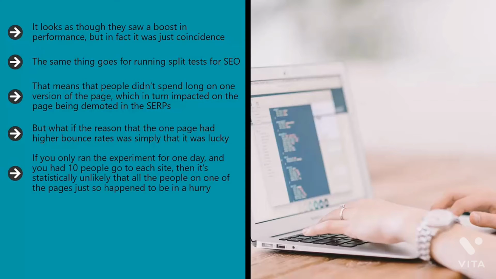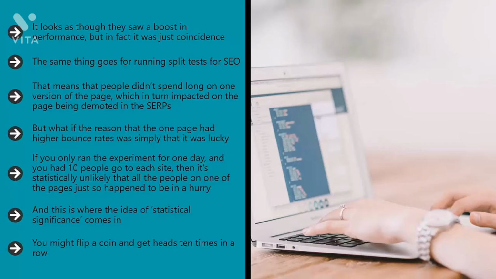If you only ran the experiment for one day, and you had 10 people go to each site, then it's statistically unlikely that all the people on one of the pages just so happened to be in a hurry, but it's not impossible. And this is where the idea of statistical significance comes in. In order to rule out freak coincidence and chance, you need a large enough sample size. You can never say with 100% certainty that the results of your test are accurate, but you can run the test long enough and get enough subjects to say that it is accurate beyond reasonable doubt.